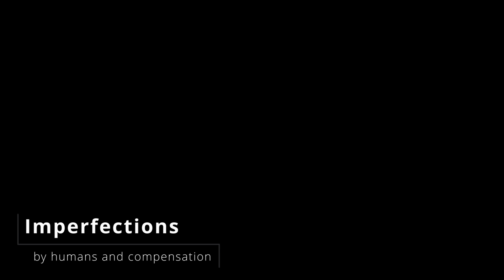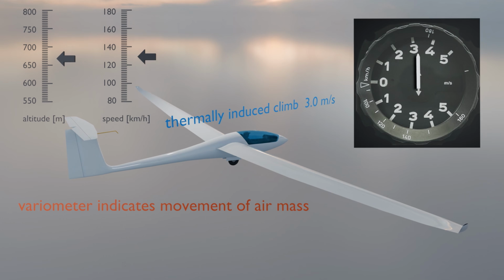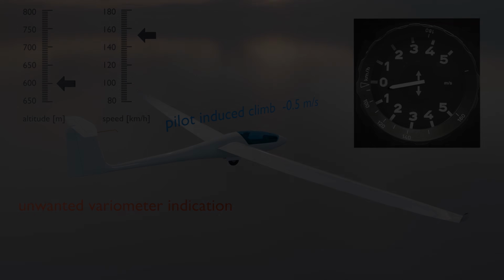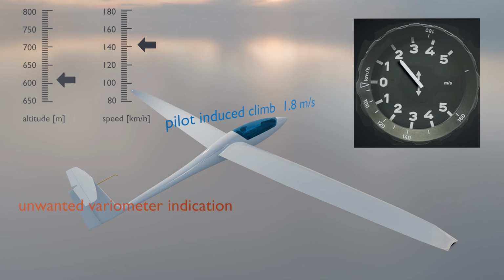First, I want to be clear on 2 points. A normal, uncompensated variometer measures the air pressure, and the pressure changes are displayed as climbing or sinking. If you pull the stick, you introduce a climb, which is true but not initiated by a thermal.